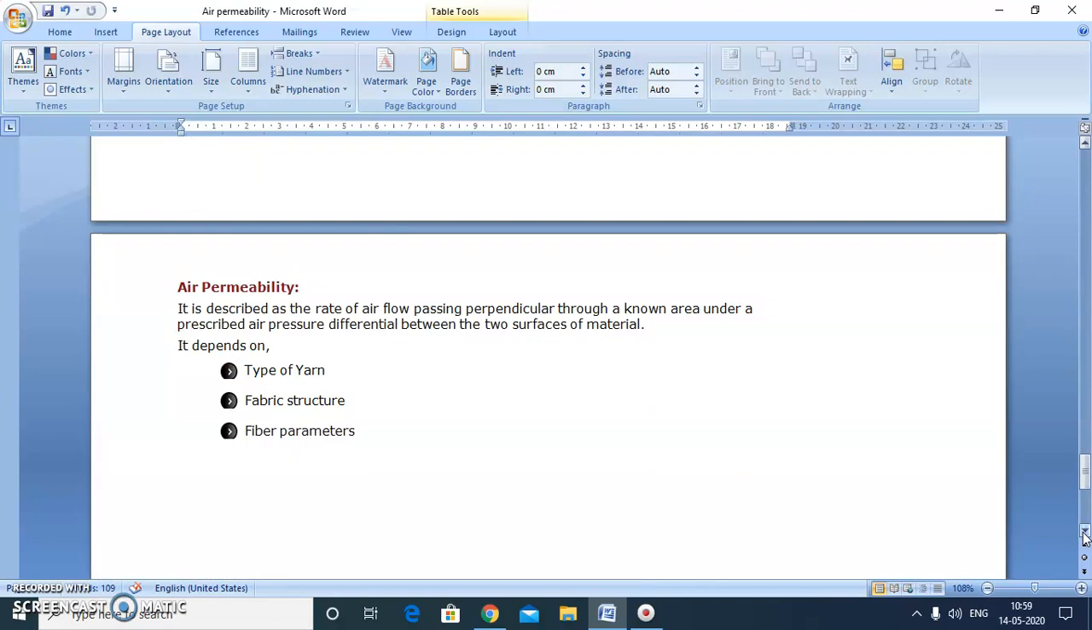So now to conclude here, air permeability is the rate of airflow passing perpendicular through a known area under a prescribed air pressure differential between the two surfaces of material, and it depends upon yarn structure, fabric structure, fiber parameters. It depends on lots of various design parameters of the fabric.